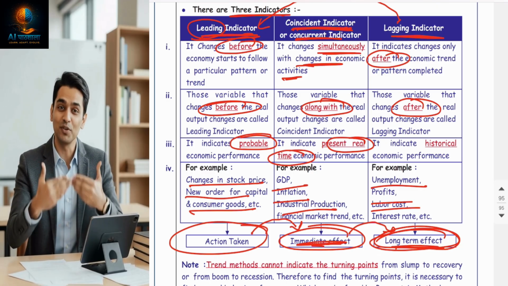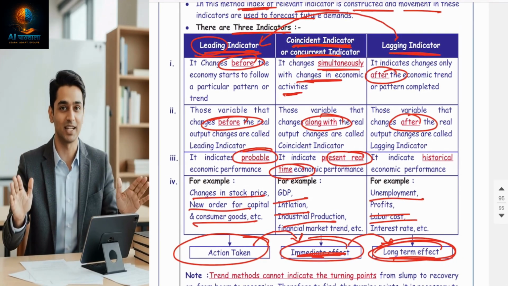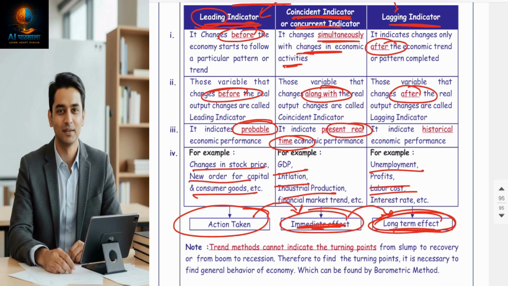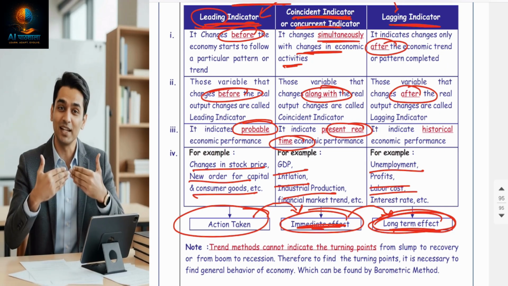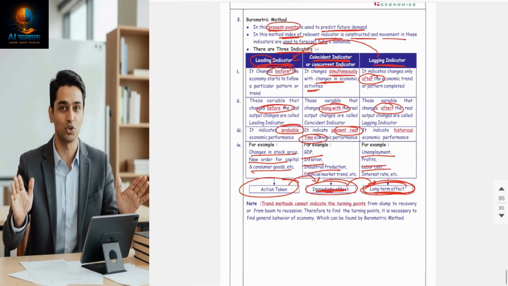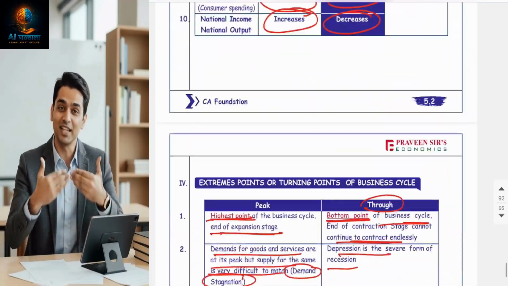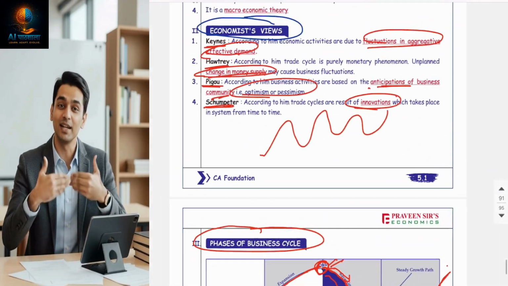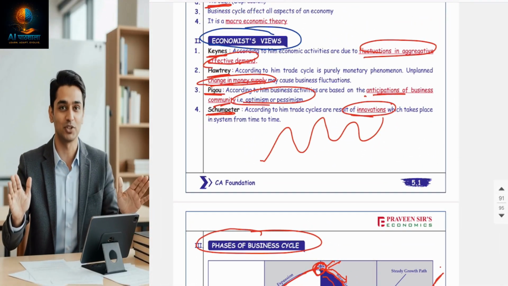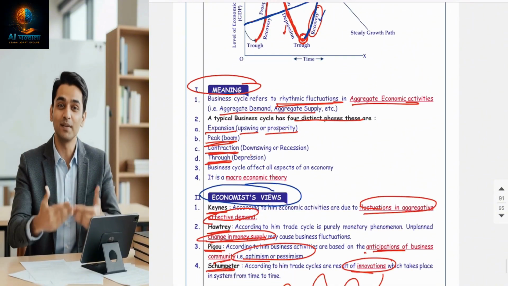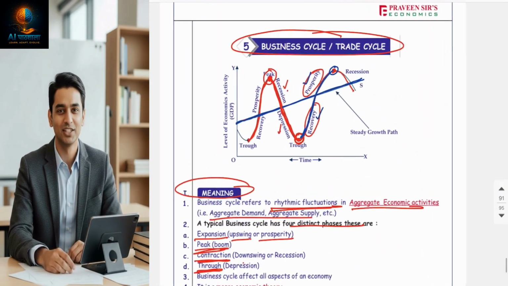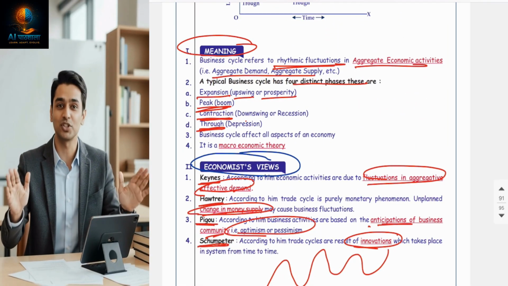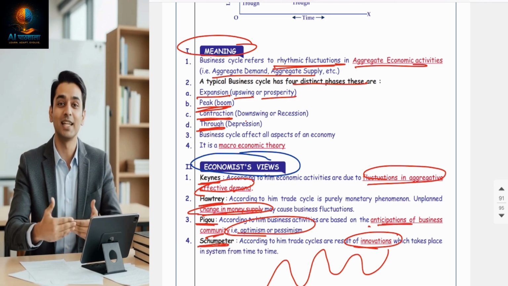So friends, remember, the conclusion is: the leading indicator indicates future trends, the coincident indicator indicates present conditions, and the lagging indicator indicates past performance. So I have given you a quick summary of the business cycle. Let's recap it quickly in 4 to 5 points. First, what do you mean by business cycle? It is a fluctuation in economic activity. What are the phases? There are phases: expansion, peak, recession, depression, and recovery.